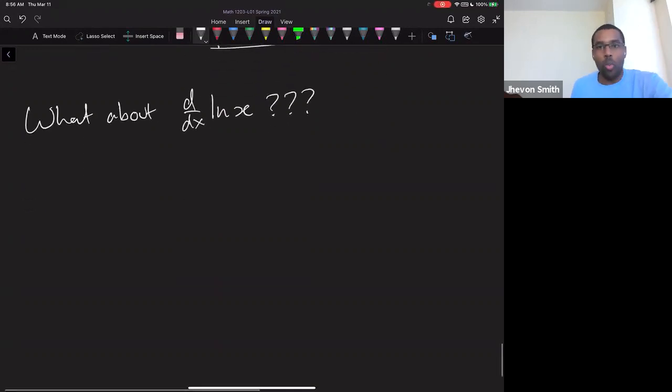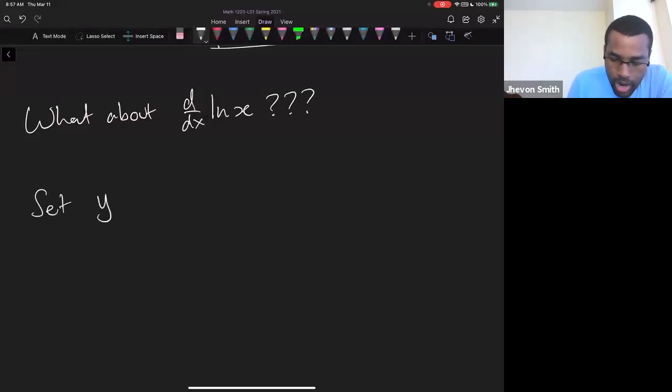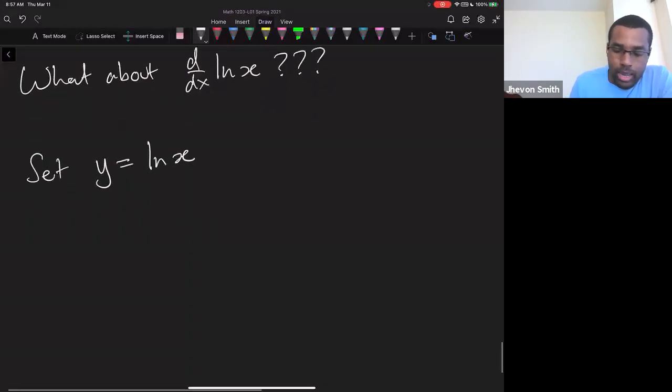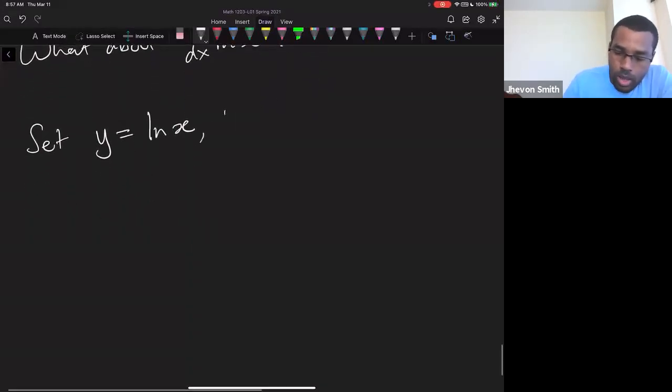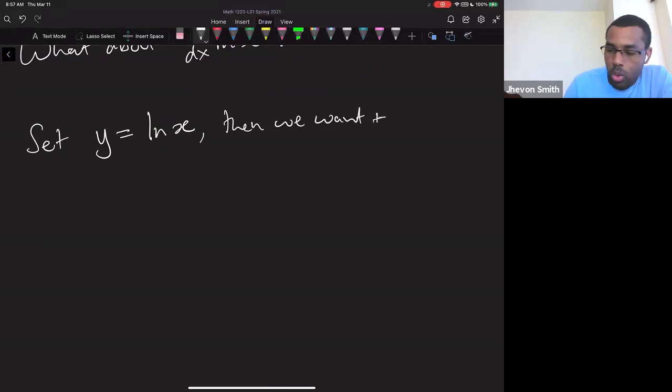So we don't know what that is. So here's a trick we can do. Let's actually derive it. And we're not even going to use the limit definition, even though technically we could. What we're going to do is set y to be the log. Now, the thing is, what we actually want is y prime. If I can find y prime, I know how to find that.